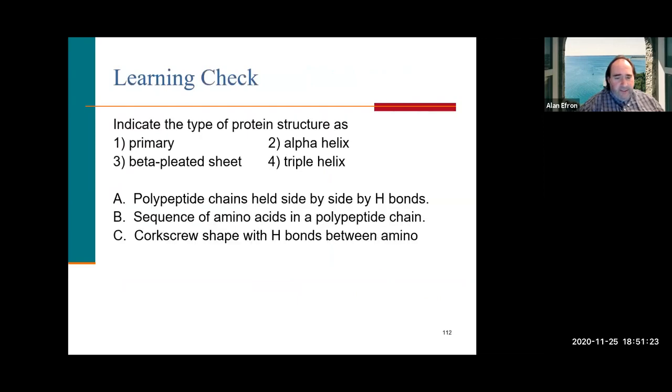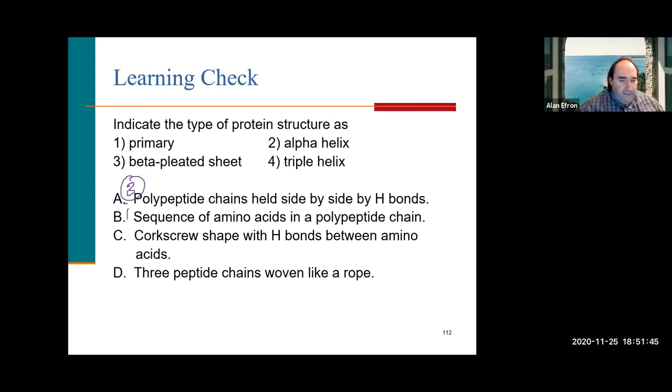So just to finish up here, we have a polypeptide chain that is held together by side-to-side interactions. That is number 3, which is our beta pleated sheets. So side by side would be beta pleated sheets. Sequence of amino acids is our primary sequence. That's what that is. Corkscrew with amino acids, that is our alpha helix. And lastly, our triple helix is all 3 of our polypeptide chains basically together. Any questions on that there?